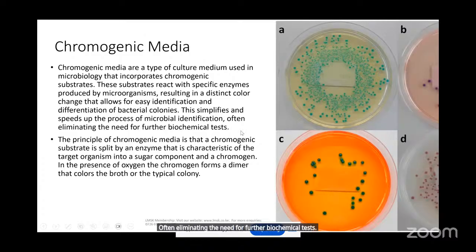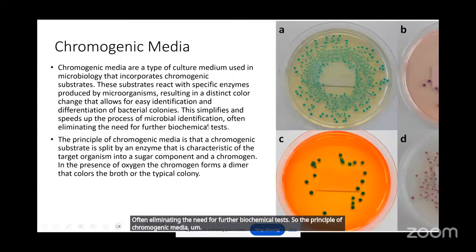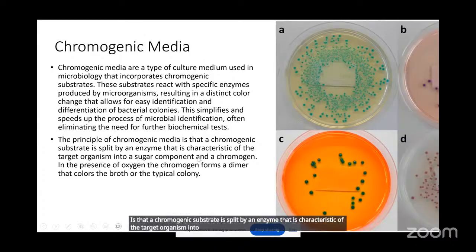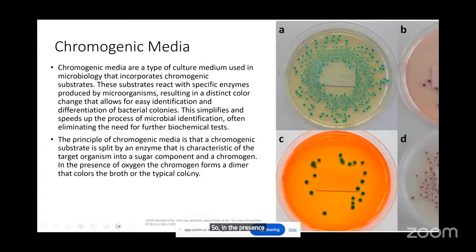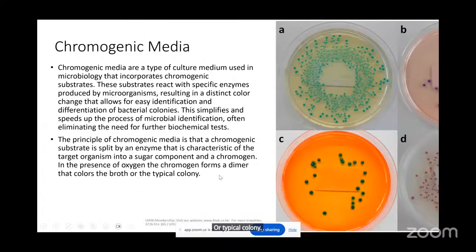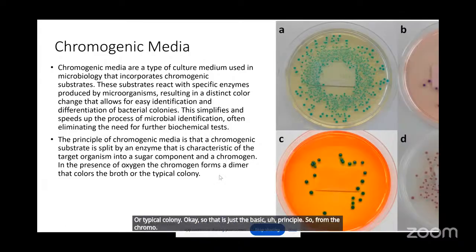So the principle of chromogenic media is that a chromogenic substrate is split by an enzyme that is characteristic of the target organism into a sugar component and a chromogen. In the presence of oxygen, the chromogen forms a dimer that colors the broth or typical colony. Okay, so that is just the basic principle. From the chromo, you'll relate it to color change.